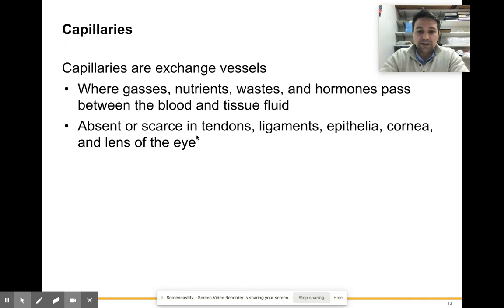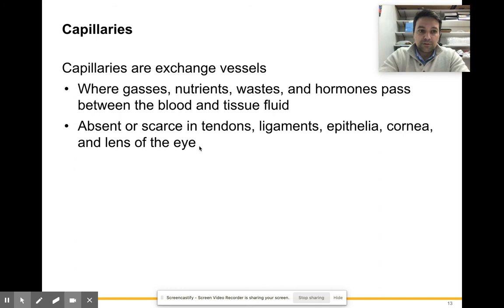We do not find capillaries in the following places, and this is why it's hard to heal these places. You don't find capillaries in tendons. You don't find capillaries in ligaments. You don't find capillaries in your epithelia, in the corneas of your eyes, the lenses of your eyes. These places tend to not heal very well if you damage them, right? Blood flow is the major cause of healing in your body.